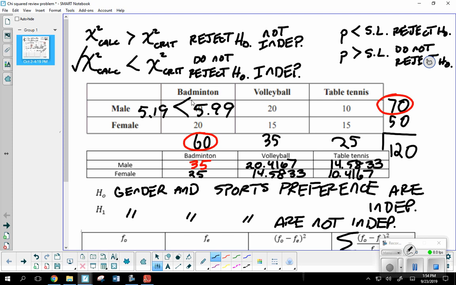Now, if it's greater, your calculated should be greater than your critical, then we reject the null hypothesis, which says they're independent. So that means they're associated in some way. There has to be a relationship. But remember, when you're talking about chi-squared, it's a pretty easy test to perform. The only thing is it doesn't tell you what the nature of that relationship is. You would have to decide that by yourself. Is everybody okay?